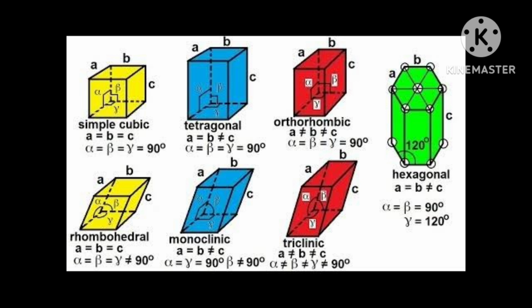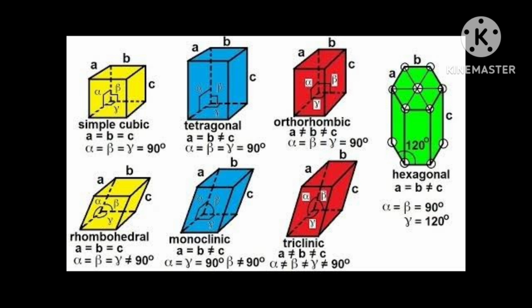And what is its example? Its examples are rhombic sulfur, potassium nitrate, barium sulfate. These are the examples of orthorhombic crystal. Okay, these three examples: rhombic sulfur, potassium nitrate, and barium sulfate.